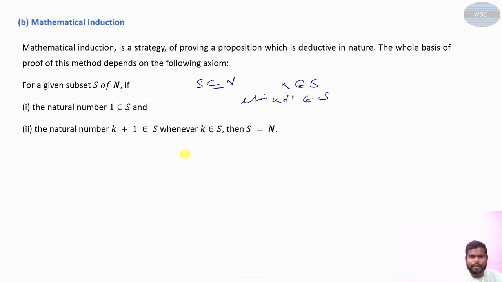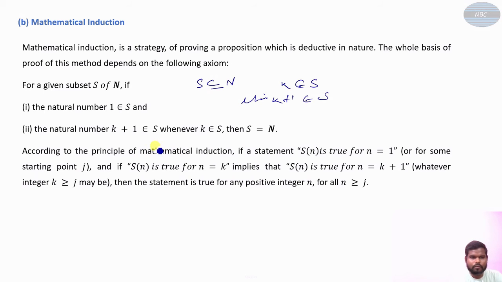So according to the principle of mathematical induction, if a statement Sn is true for n equal to 1, where n is a natural number, or for some starting point j, so instead of n equal to 1, we can take any other starting value j, and if Sn is true for n equal to k implies that Sn is true for n equal to k plus 1, then the statement is true for any positive integer n for all n greater than or equal to j.